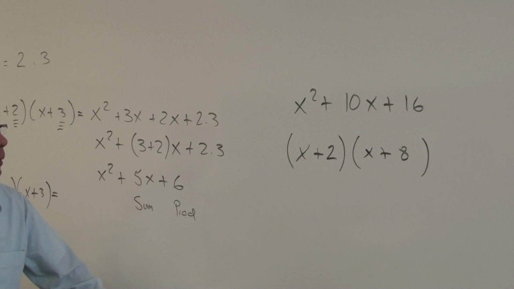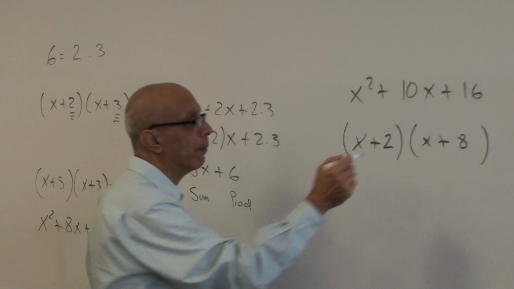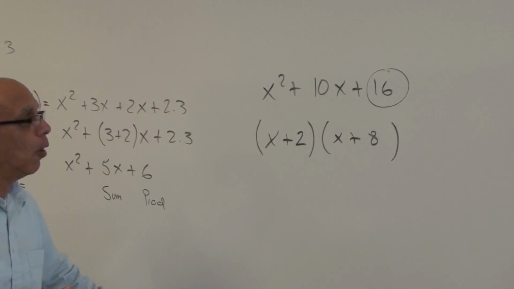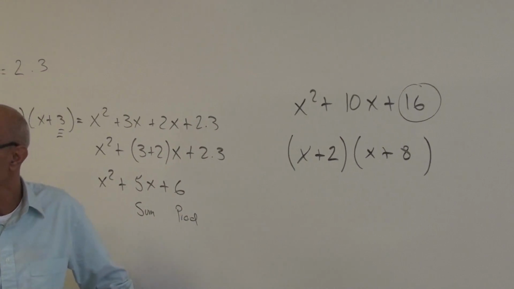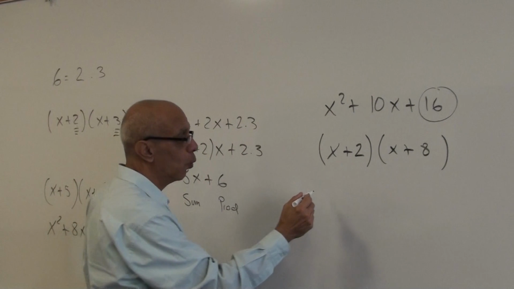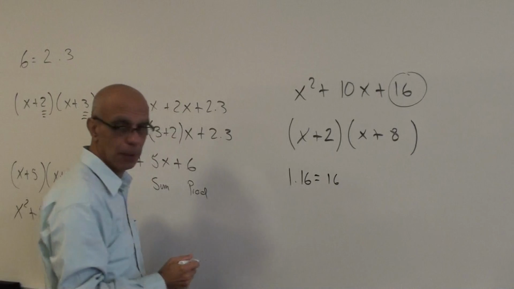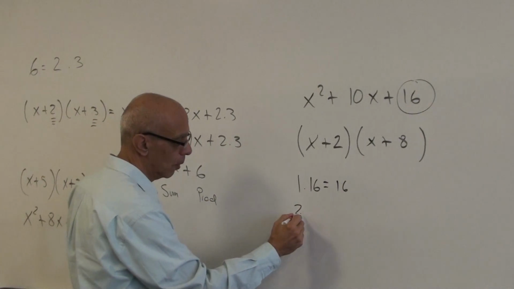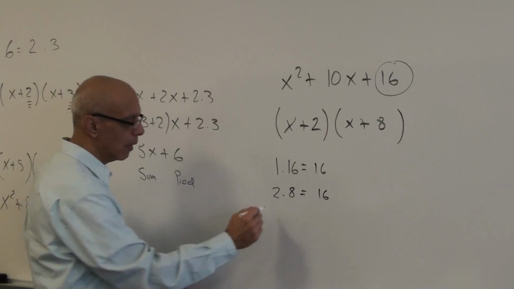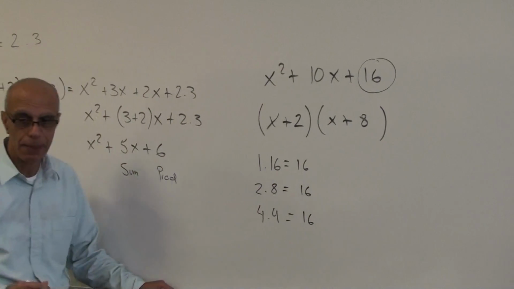Now, sometimes it's difficult to figure that out, right? But one way to come up with that is to always look here at the product. How many different ways can I multiply two numbers and get 16? Well, we can start with 1. 1 times 16 is 16. Then the next one is going to be 2. 2 times 8 is going to be 16. And then we have 4. 4 times 4 is also 16. Okay?